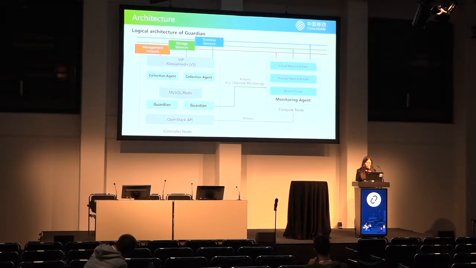For example, it can recover it through the OpenStack API. And Guardian can also do the action directly on the resource, such as a post monitoring. Meanwhile, KeepAlive and LVS keep the collection agent HA, and Pacemaker keeps the Guardian service HA.